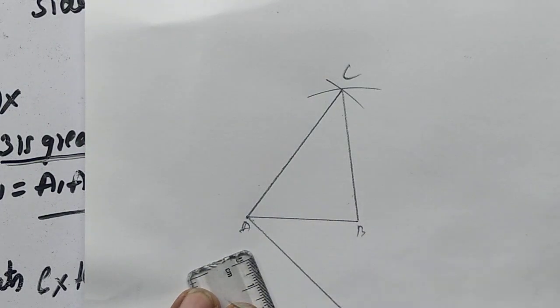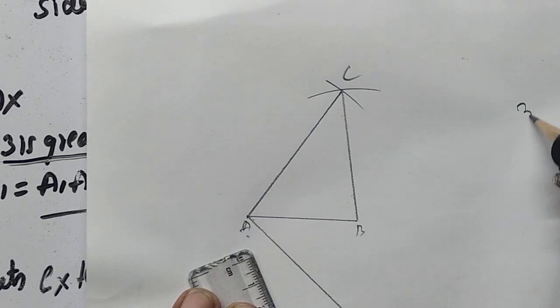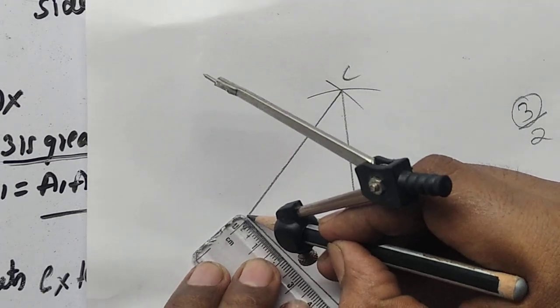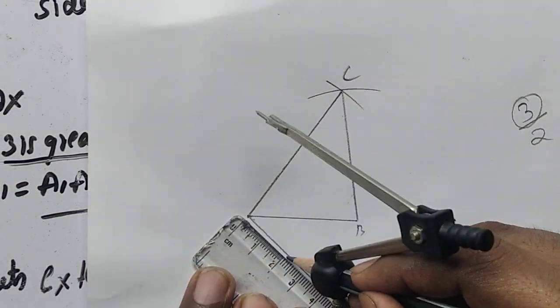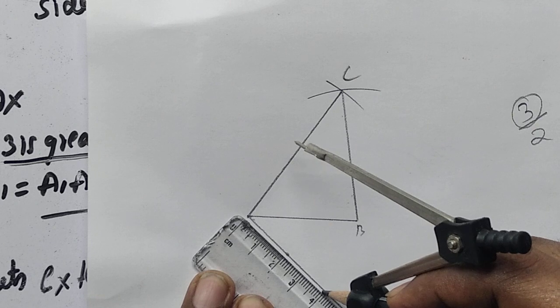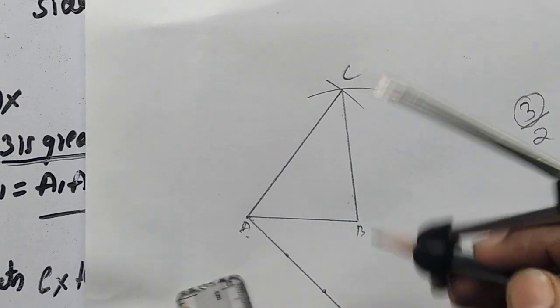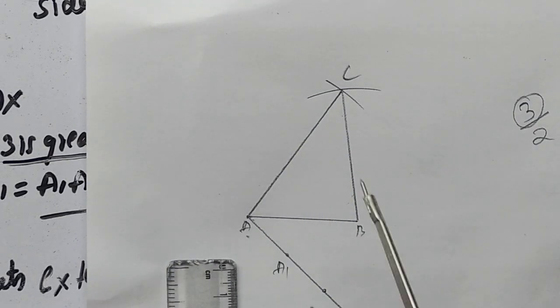Next you have to mark off 3 points along AX, because in 3 by 2, 3 is greater, so we have to draw the corresponding side. We will be marking the 3 points at an equal distance of 2 centimeters. Okay, so this is A1, this is A2, this is A3.